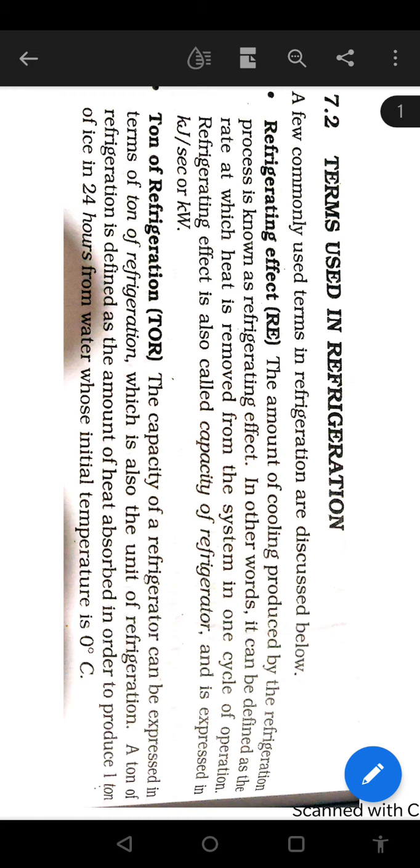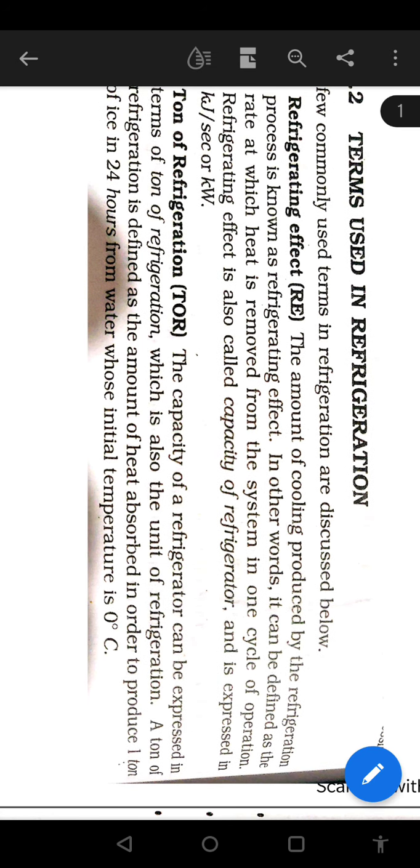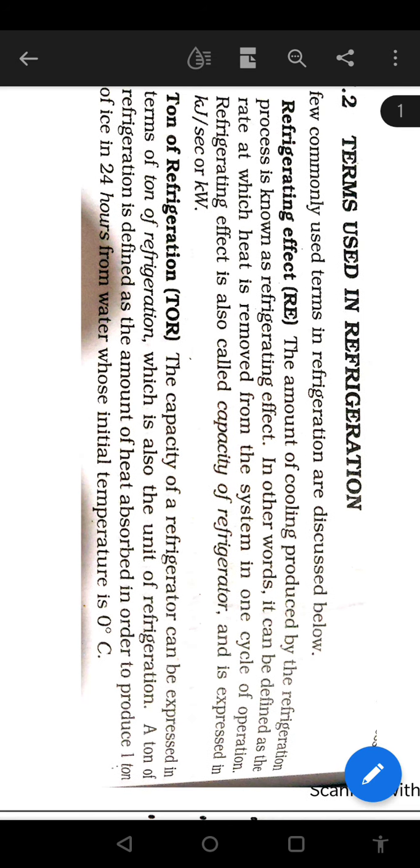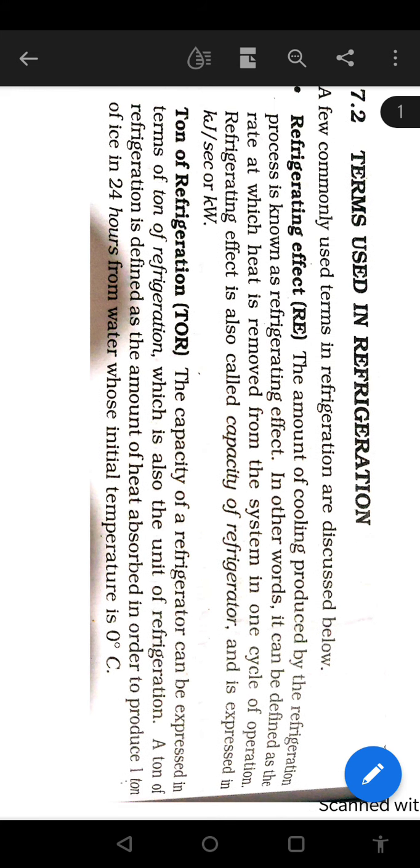In other words, it can be defined as the rate at which heat is removed from the system in one cycle of operation. Refrigeration effect is also called capacity of refrigerator and is expressed in kilojoules per second or kilowatt.